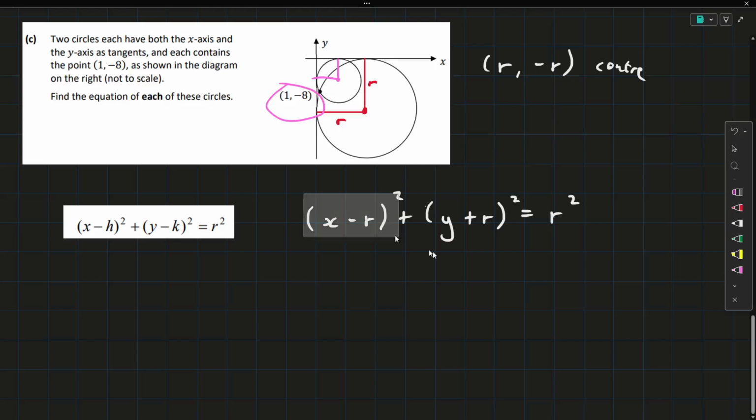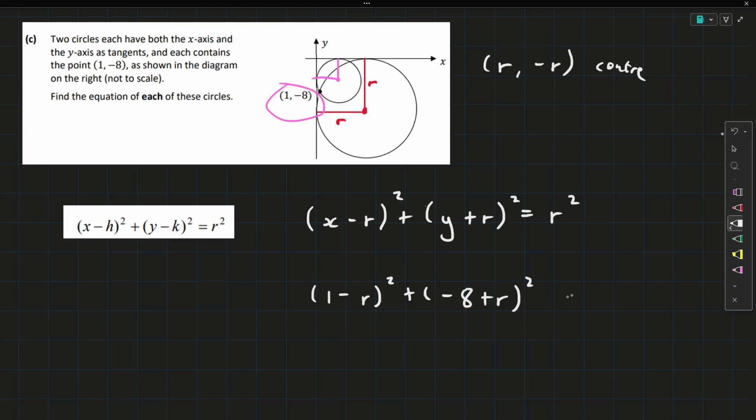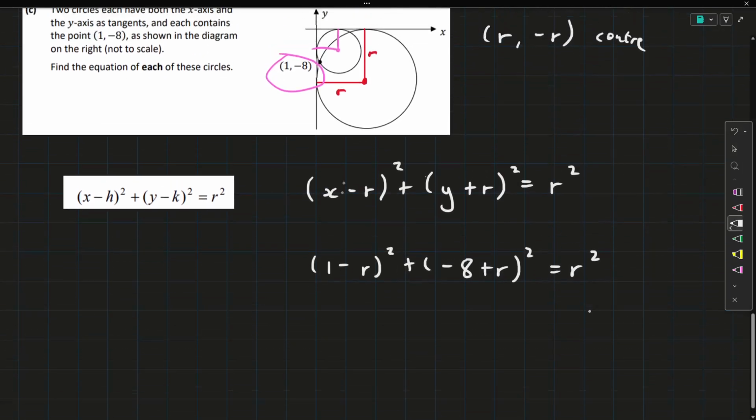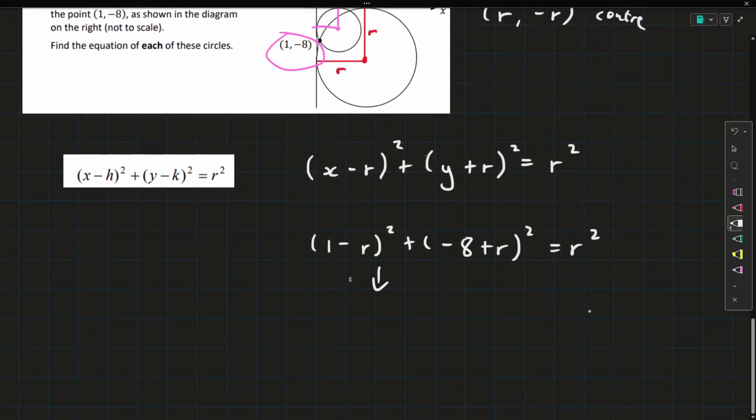And again, the problem is there's infinitely many answers here for what r could be, depending on what x and y are. But once we say that we go through the point (1, -8), that's a valid x and y coordinate, so we can sub that in here. So we'll end up getting (1 minus r) squared, plus the y coordinate is minus 8, so we're going to have (minus 8 plus r) squared, equals r squared. Then you can see this limits our choice down to only 2 values of r that are going to work here, and that makes sense because we need two circles from our question.